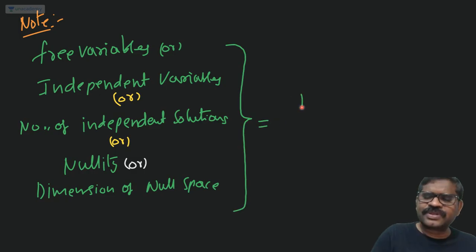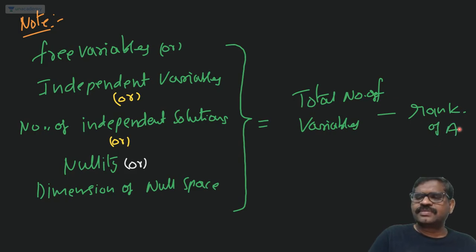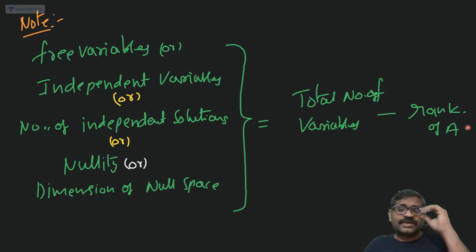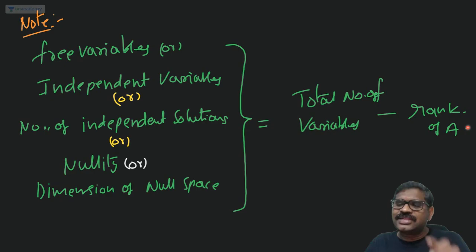Equal to total number of variables minus rank. Independent variables are independent solutions or nullity or dimension of null space or dimension of space of solutions, nothing but total number of variables minus rank. You have to remember only one line.